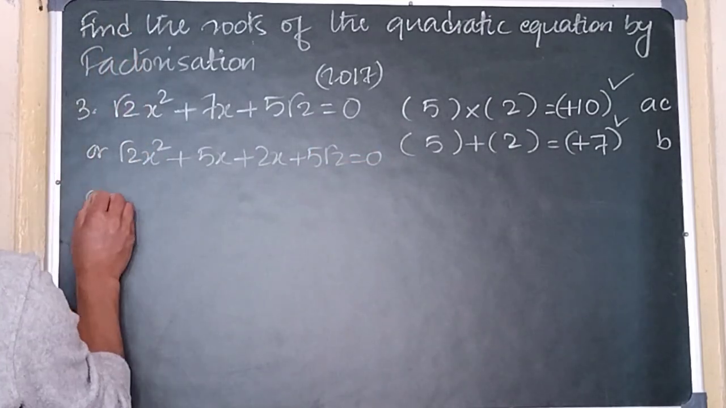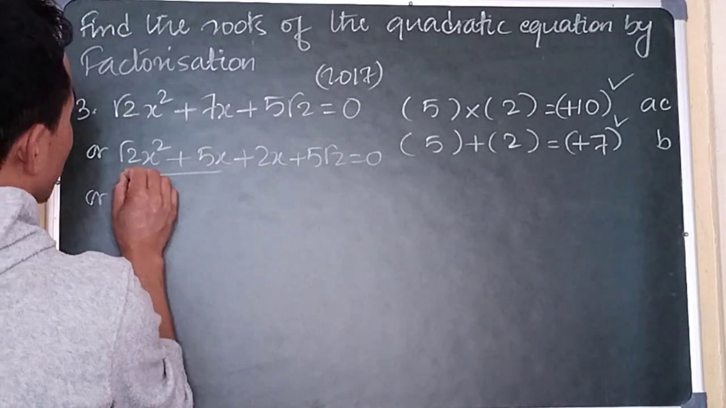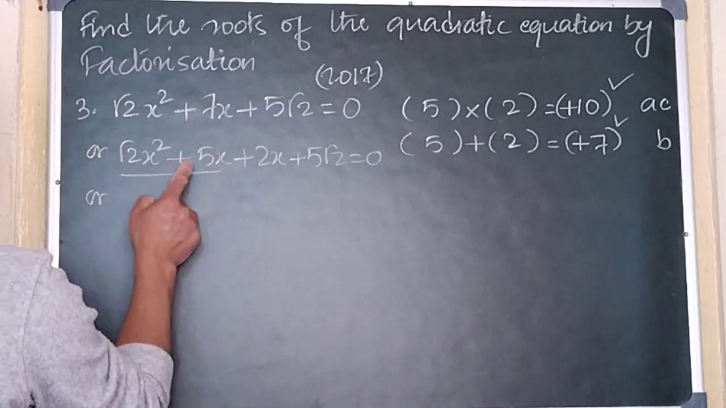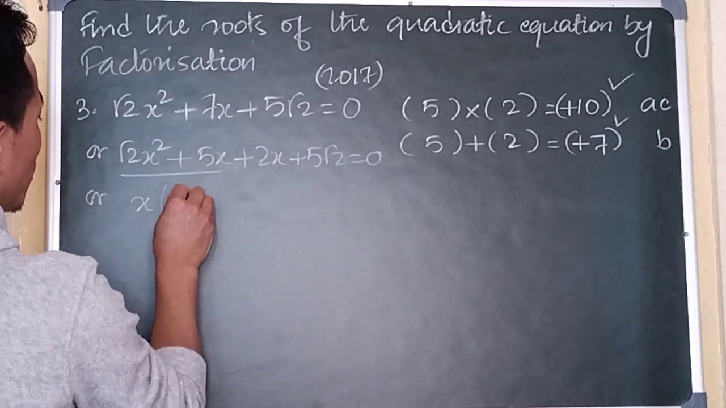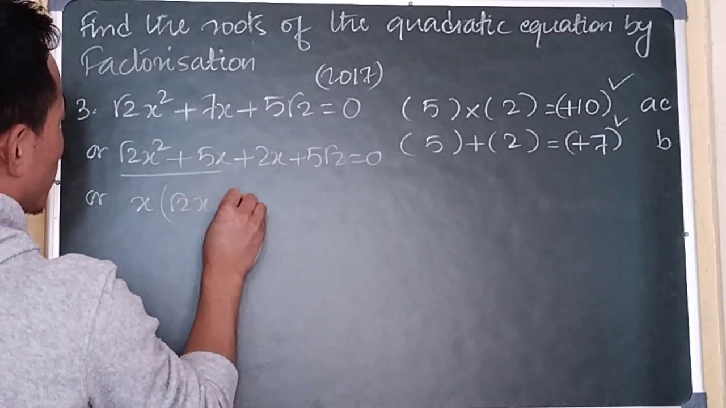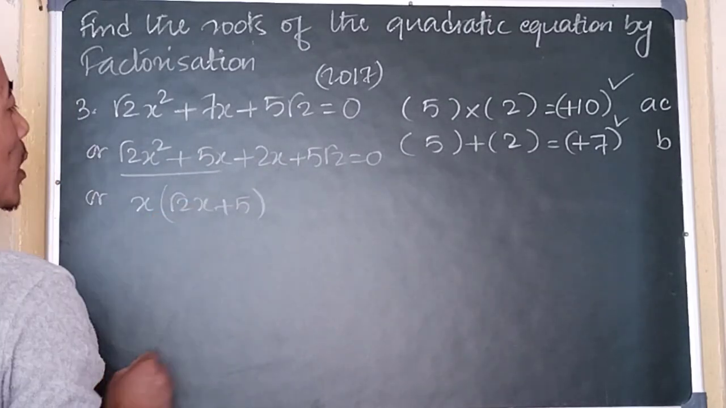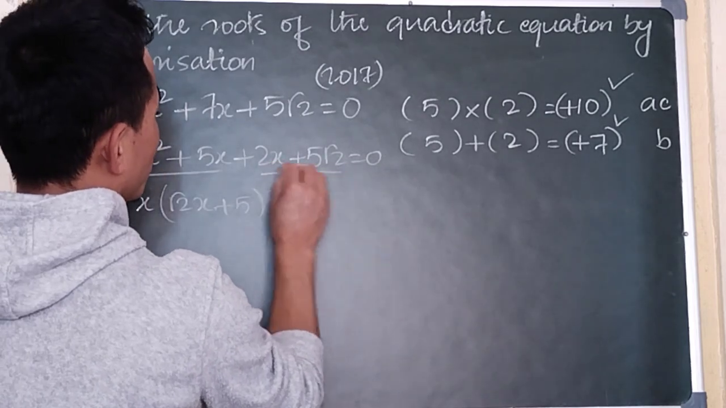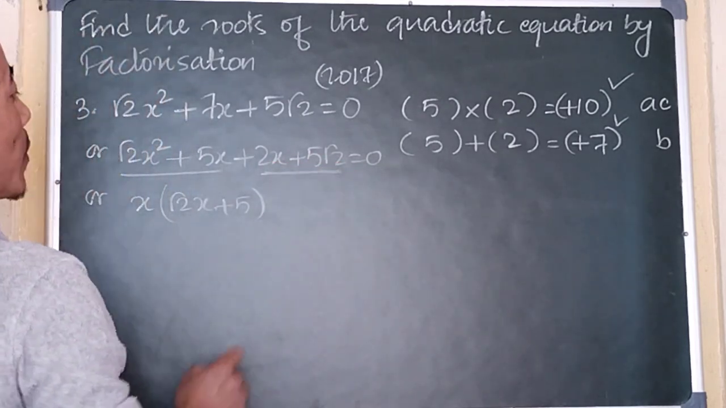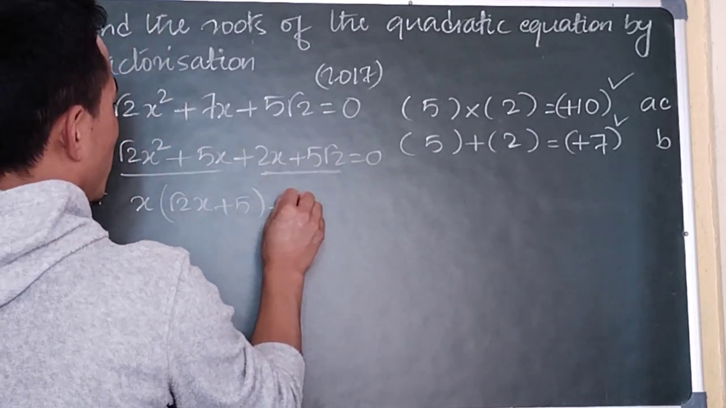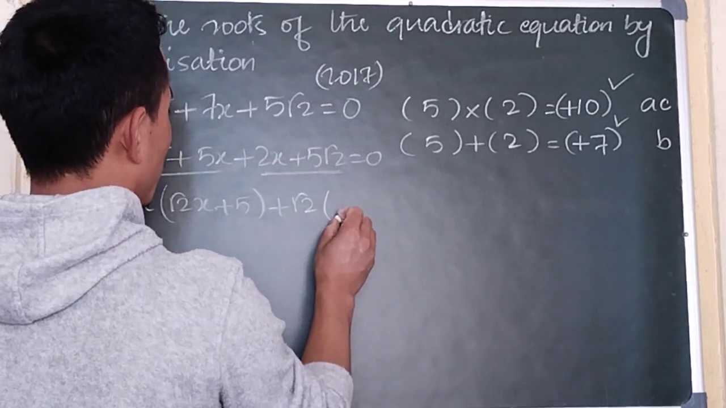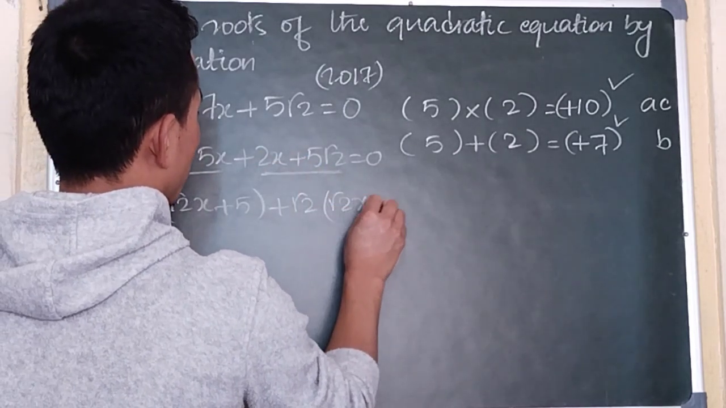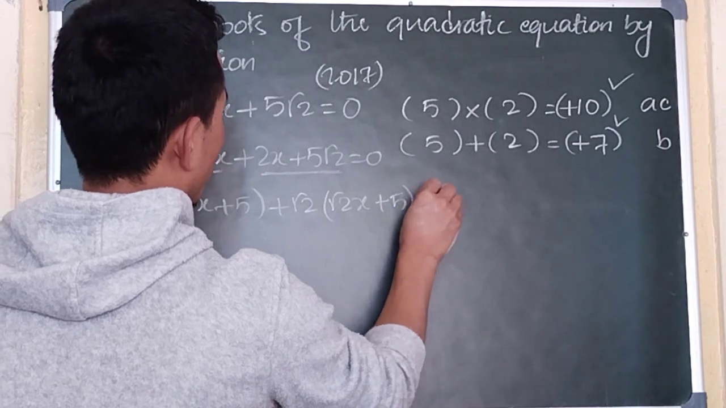After that, the same step again: take the common from these first two terms. So x is common here; it will be root 2 times x plus 5. Now from the third and the fourth term also you can take the common. The common here will be root 2. So this will be root 2 times x plus 5 equals to 0.